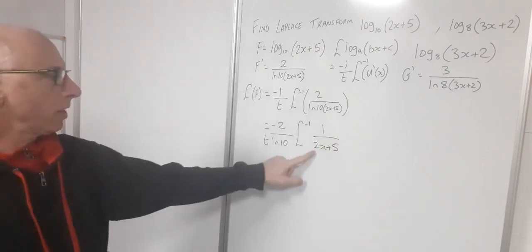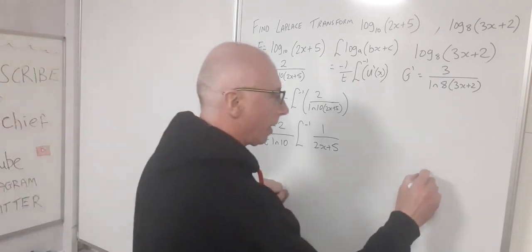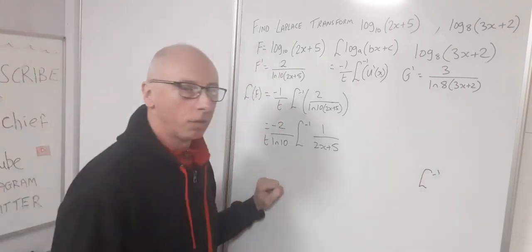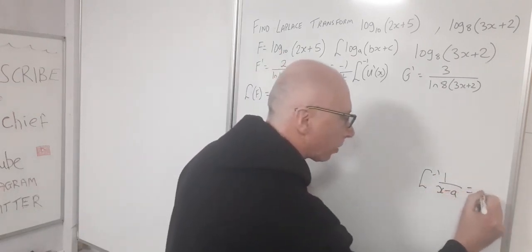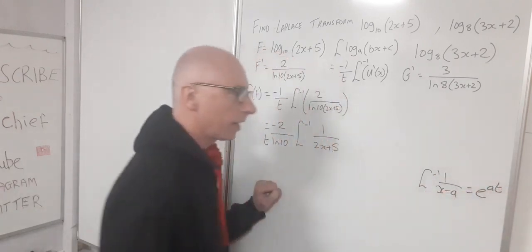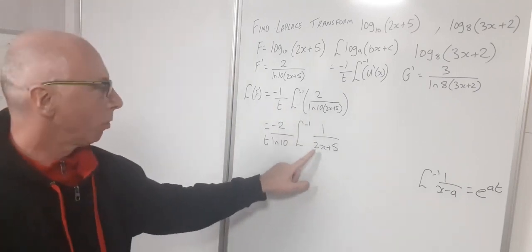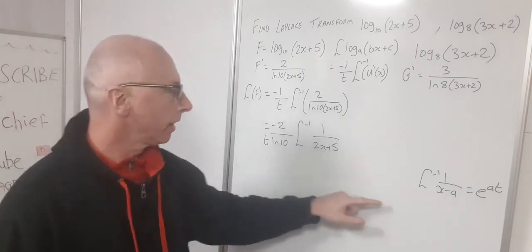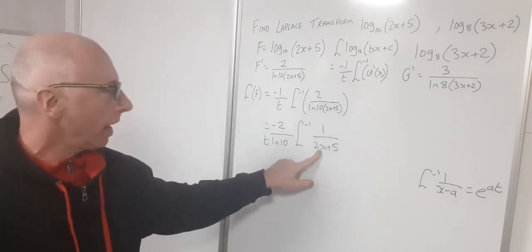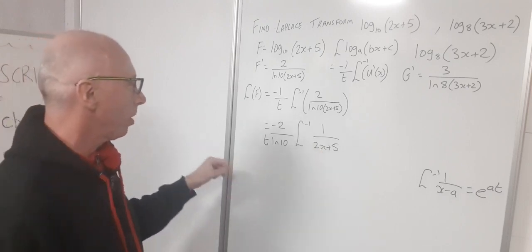Okay, now this one here, there's a generic formula we know for this one. We know that the inverse Laplace of 1 over x minus a equals e to the a t. That's our generic result for something similar to this. But we've got 2x plus 5. Here we've got an x minus some constant a. So this 2x needs to come down to a 1x. Well, here we've got a 2. So let's do some algebra on this.